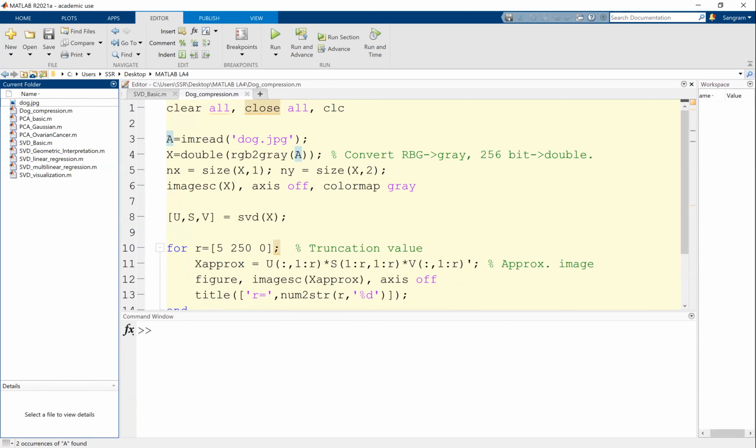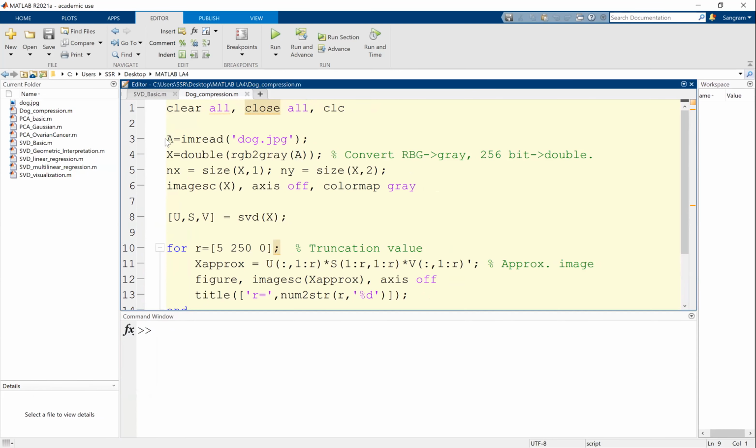Now what I'm going to do is I'm going to read this image. A is equal to imread. imread stands for image read, and you're welcome to omit the semicolon. As soon as you do image read, that image data will be stored in a 3-dimensional matrix form that you can manipulate. So if you want to see, I can do that.